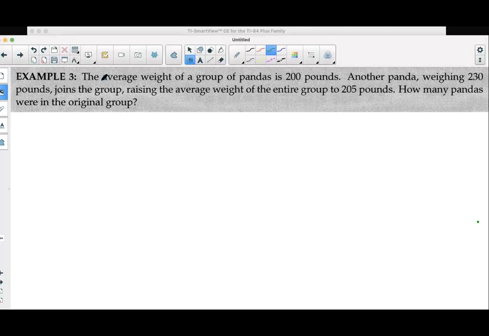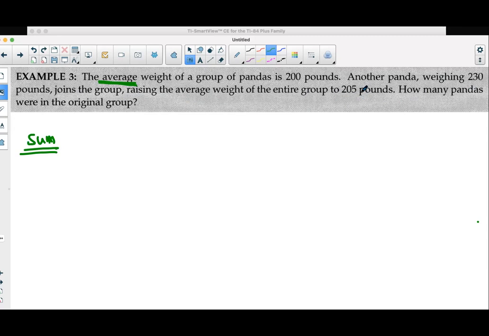I need you guys to remember, whenever they say average, I want you to think about the sum. It may be very useful, it may not be, but many times it's quite related to the question itself. So the average weight of a group of pandas is 200 pounds. I don't know what the group is, I don't know how many, but they're 200 pounds. Another panda weighing 230 pounds joins the group, raising the average weight of the entire group to 205.